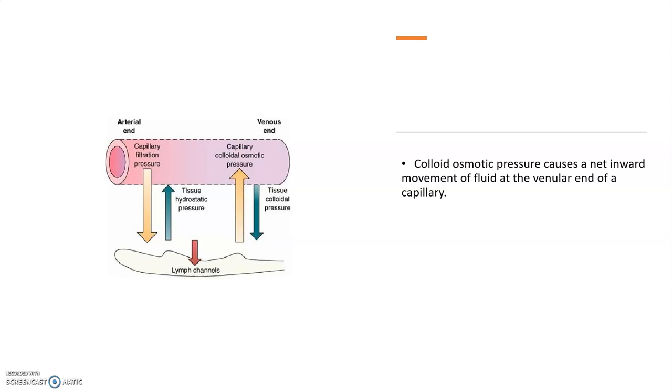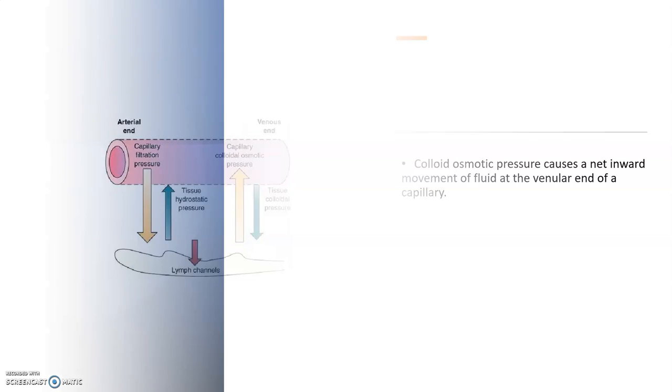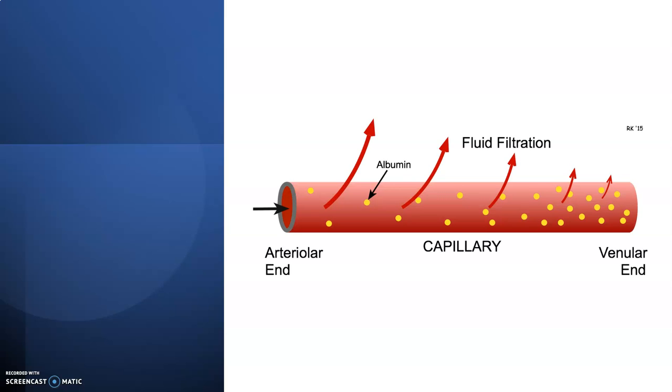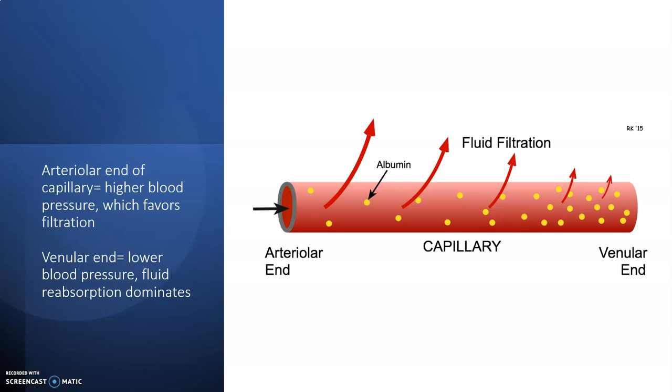Colloid osmotic pressure causes a net inward movement of fluid at the venular end of a capillary. As you can see here in the demonstration, the picture shows the arterial and the venous end. The arteriolar end of the capillary has higher blood pressure, which favors filtration. The venular end has lower blood pressure, which favors fluid reabsorption. It dominates there.